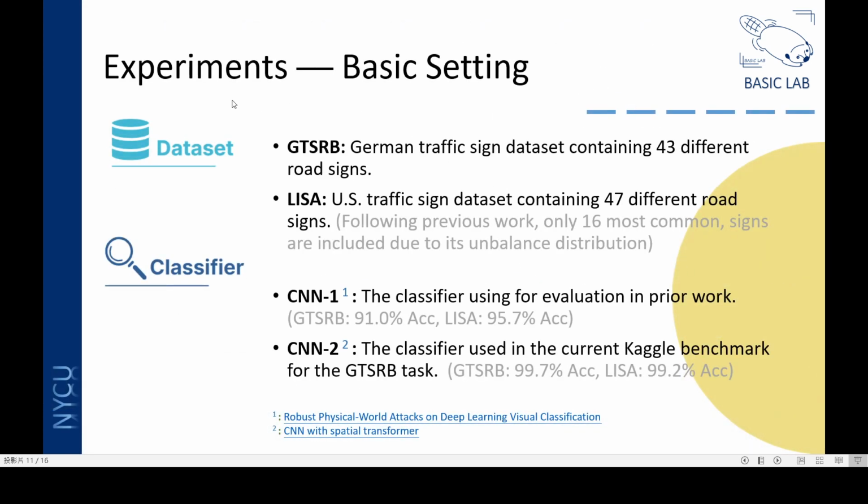So the basic setting of our experiments: we utilize two datasets, GTSRB and LISA, which are a German traffic sign dataset and a US traffic sign dataset. And also two classifiers. The first classifier CNN1 is the classifier used for evaluation in prior work. And the second classifier is CNN2, the current Kaggle benchmark for the GTSRB task.